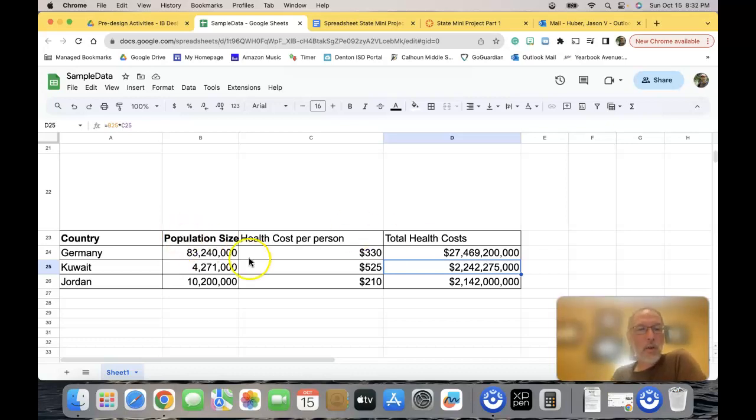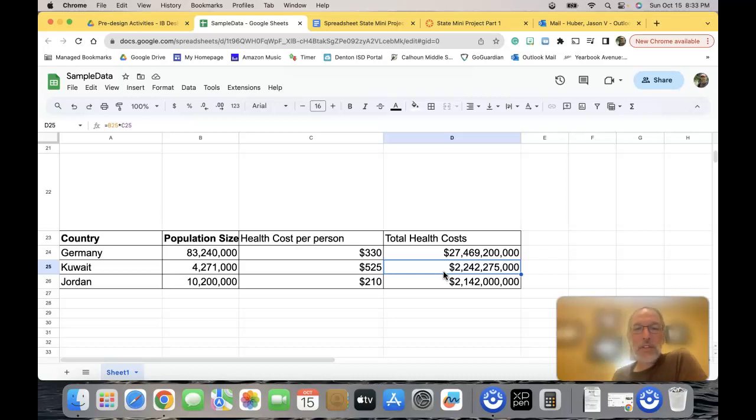Okay, Kuwait, they pay more per person. Could be a variety of different reasons for that, but their population is much less, so they're at a little over $2 billion. Jordan, they pay much less per person for healthcare, but they have a higher population, so it equals around the same total price as Kuwait, so a little over $2 billion.